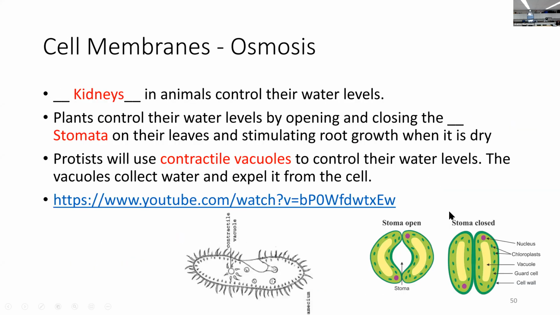Don't worry about the fishies. In humans and animals, we have kidneys. In plants, it's the stoma on the cells that control the amount of water.